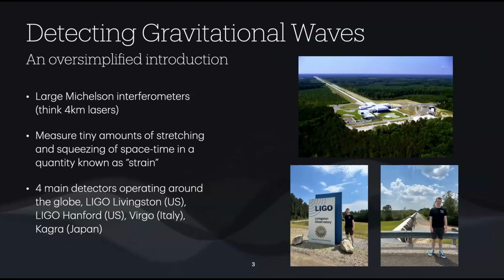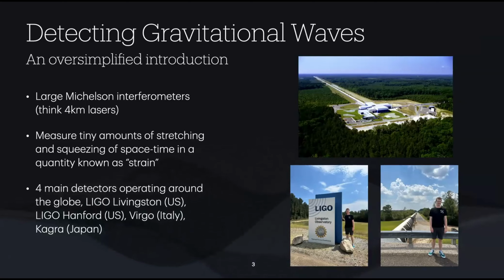I covered this a little bit in the previous slide on detecting gravitational waves, but the basic idea is that we use large lasers, large interferometers. They're about 4 kilometers long, and they measure the stretching and squeezing of space-time in a quantity known as strain. So here's a picture of my favorite and the best interferometer, if anyone wants to argue with me. Livingston, which is in the US, in Louisiana, in a swamp. There's also some photos of me at the observatory when I visited last year.